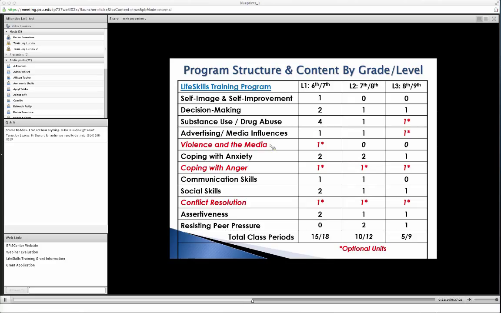On the bottom, it shows you how many class periods are required for each level. In level 1, you'll see there's 15 required class sessions, and if you use the 3 optional, you would require 18 class sessions. Level 2, there's 10 and 2 optional, and level 3, 5 and 4 optional. So the units you see in red there are the optional violence prevention units.